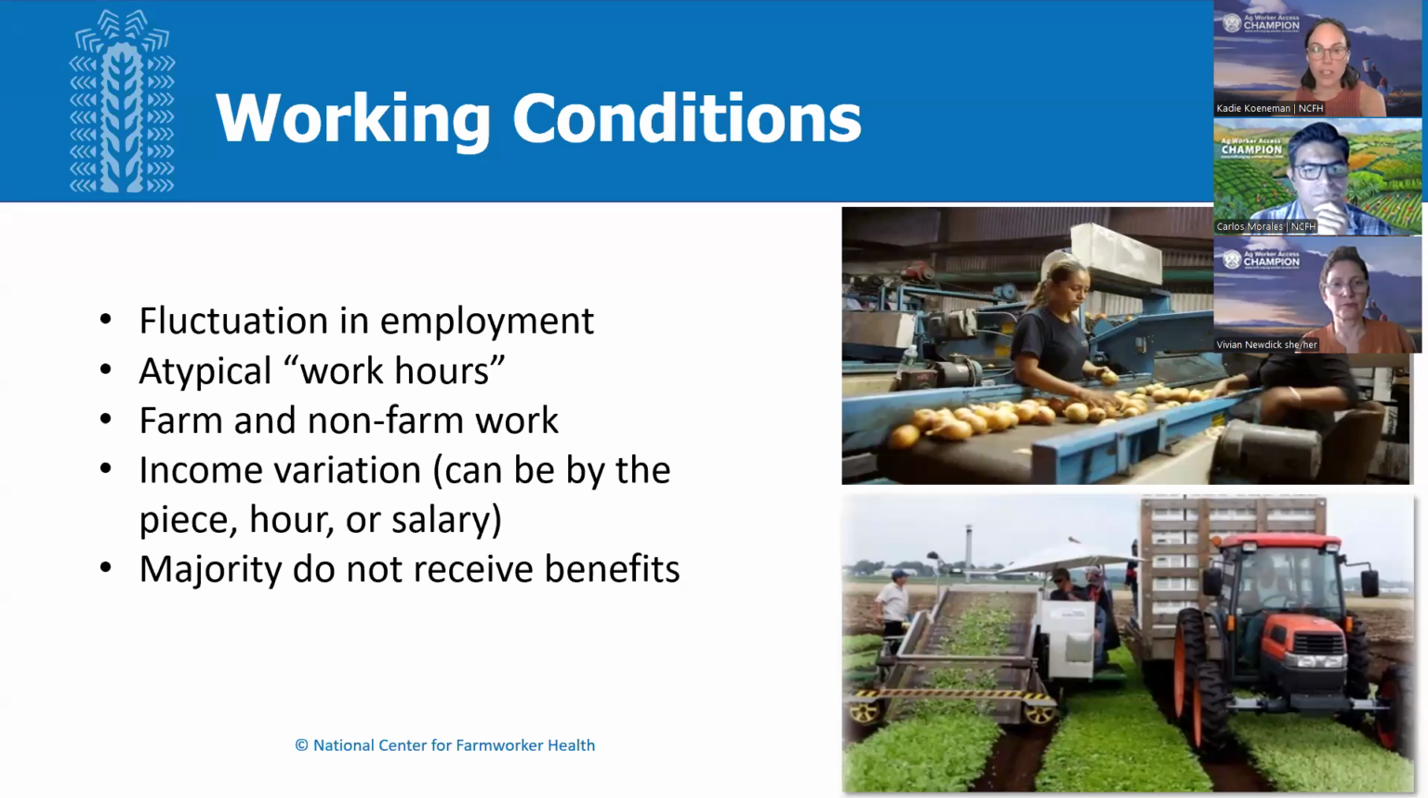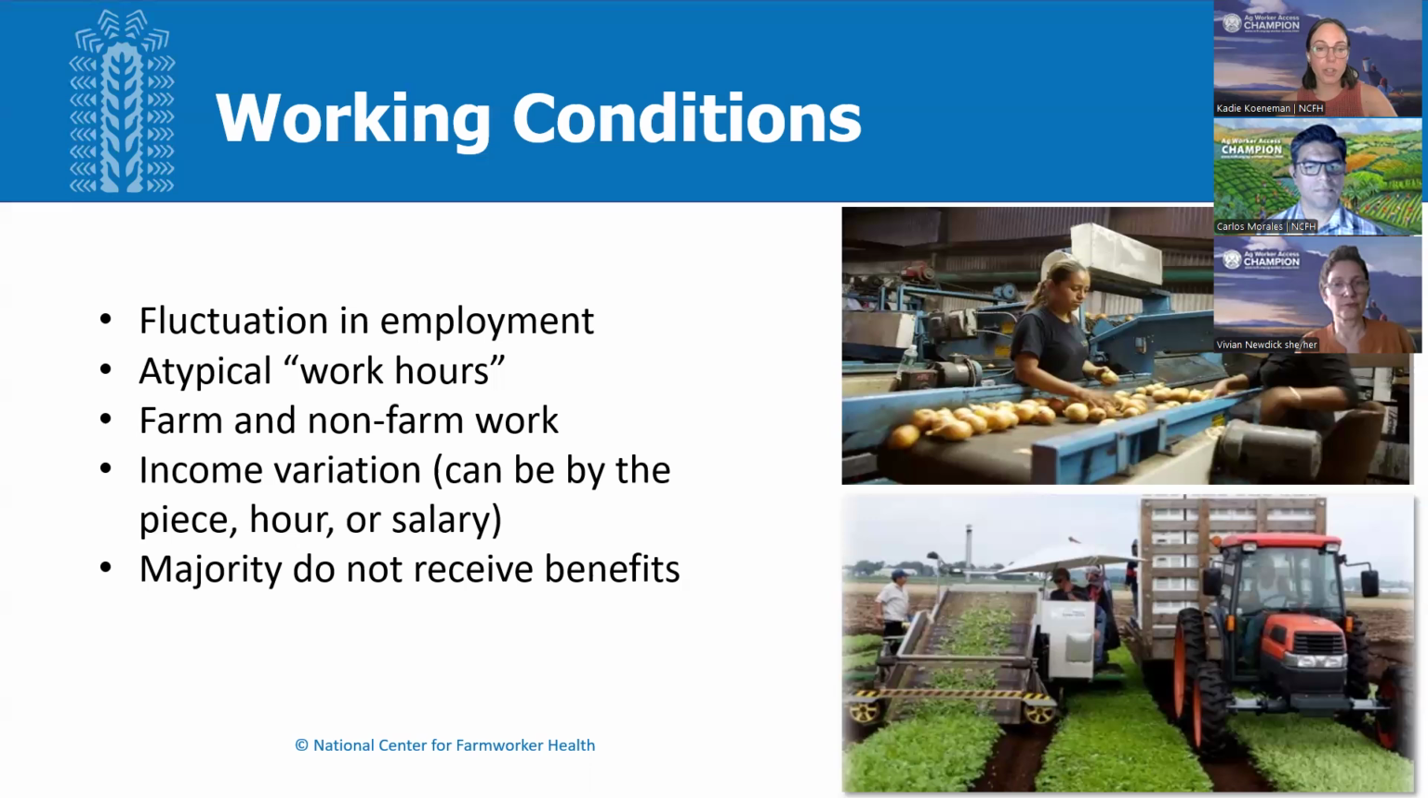So starting with working conditions, there's a lot of fluctuation in employment for farm workers for a number of reasons. Availability of work can depend on season, weather, and market demands. Hours can be very atypical and fluctuate. They can be from very early in the morning to late in the evening, or they can be done every day versus 5 days a week. There are also various ways that farm workers receive their income. Some are paid by the hour, some are paid by the piece picked, depending on the crop that they're working on, and some are salaried.